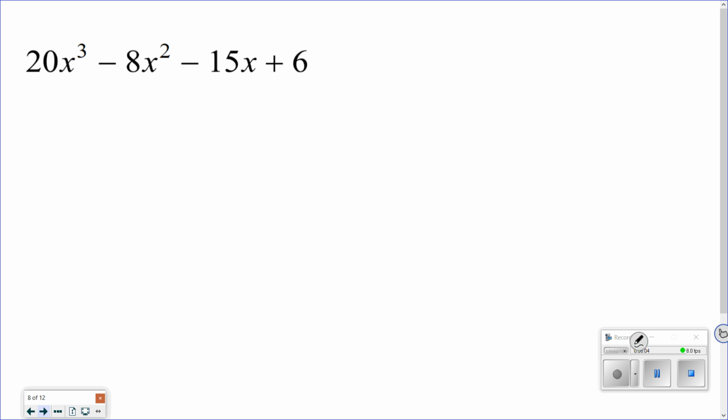You guys pause this and give this one a try. And then if we've got it, this is pretty much all there is to it. So this is factoring by grouping. So pause it, give this one a try, then I'll go through it with you.